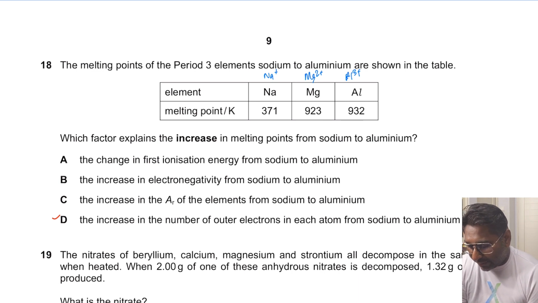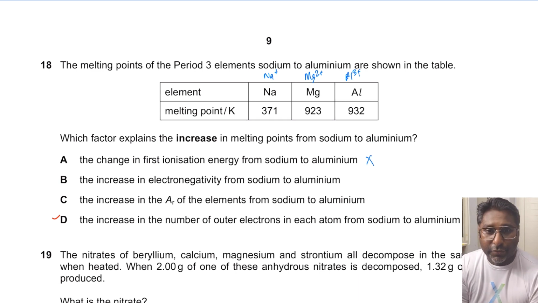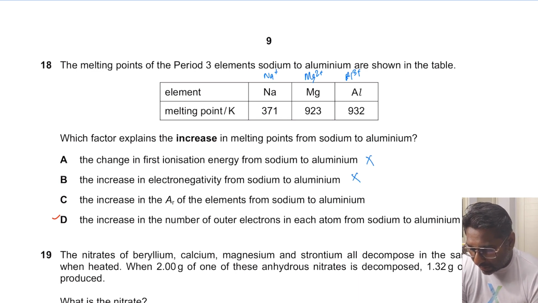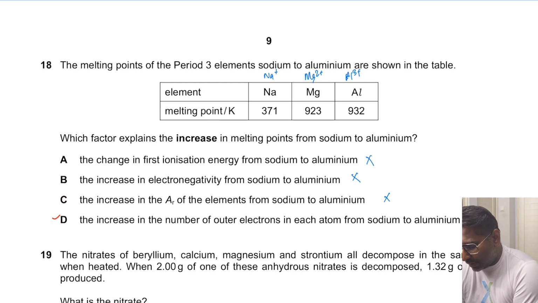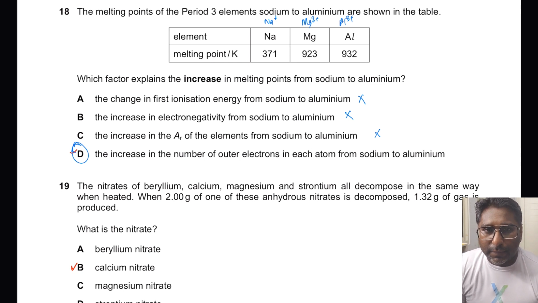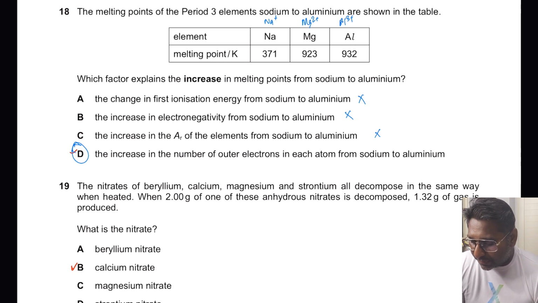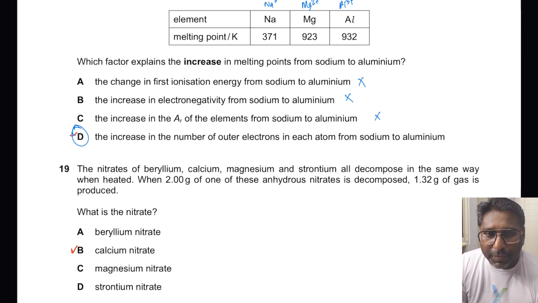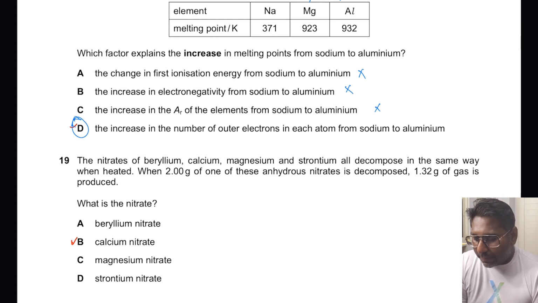So the factor that affects it here has nothing to do with ionization energy, electronegativity, or increase of Ar. It's just 100% depending on the increase in the number of outer electrons, because they decide how many electrons per atom go into the sea of delocalized electrons, and that helps us predict the melting point. The increase in melting point is because of more metallic bonding.